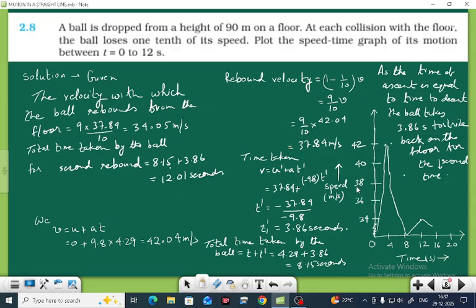You can see this is the graph given here. It goes up to 42, then it comes back, and after that it hits at 8 point something, then goes back up to 12. The speed-time graph is shown in the figure.